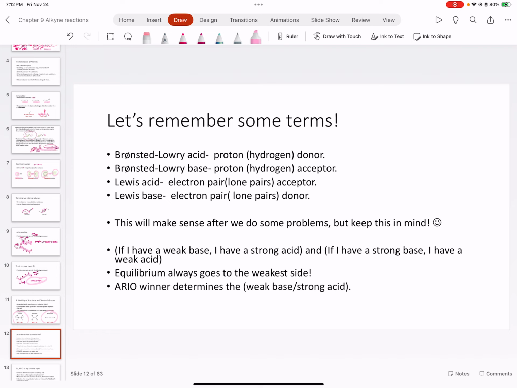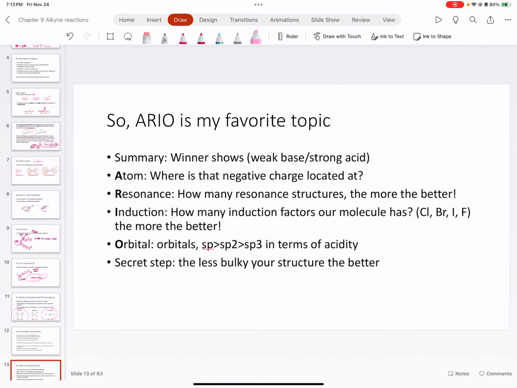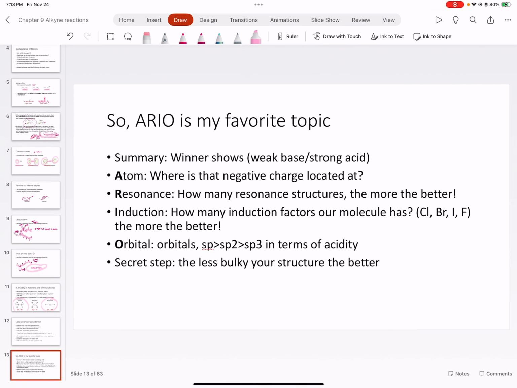Equilibrium always goes to the weaker side, and the ARIO winner, the one that wins an ARIO, is the weak base, strong acid. If on one side is a weak base, on the other side it's going to be a strong acid. So ARIO is my favorite topic. A summary: like we said, the winner shows the strongest acid or weakest base.